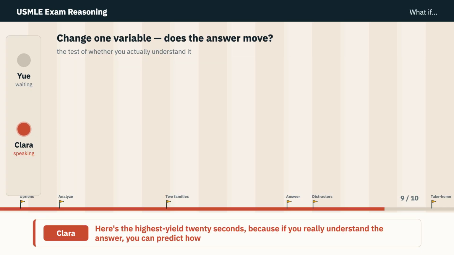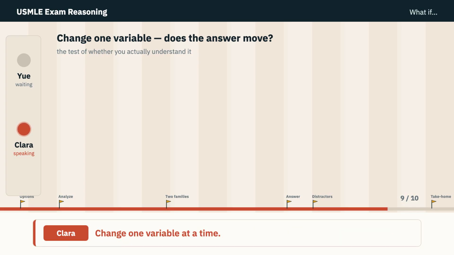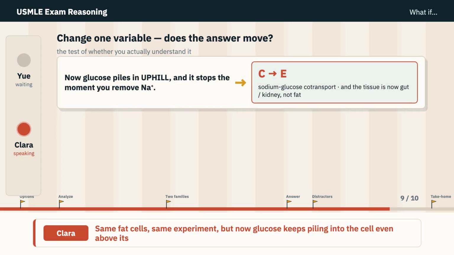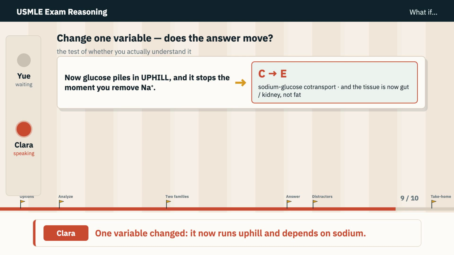Here's the highest yield 20 seconds. Because if you really understand the answer, you can predict how it changes. Change 1 variable at a time. Go. Version 1. Same fat cells, same experiment, but now glucose keeps piling into the cell even above its outside concentration, uphill, and the whole thing stops the instant you remove sodium from the buffer. 1 variable changed. It now runs uphill and depends on sodium. What's the answer? That flips it to E.